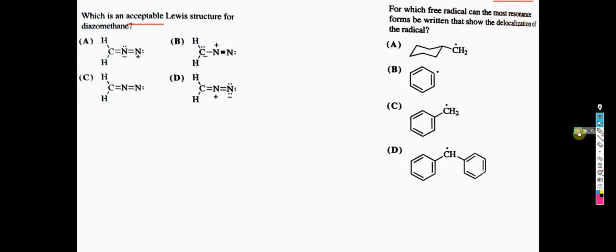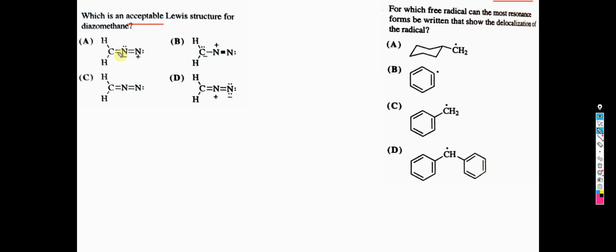So in this video we will talk about some questions based on structure, hybridization, and charges. Okay. So the first question is, which of these is an acceptable Lewis structure for diazomethane? This is the name of the compound, diazomethane, if it has carbon, nitrogen, nitrogen double bonds.